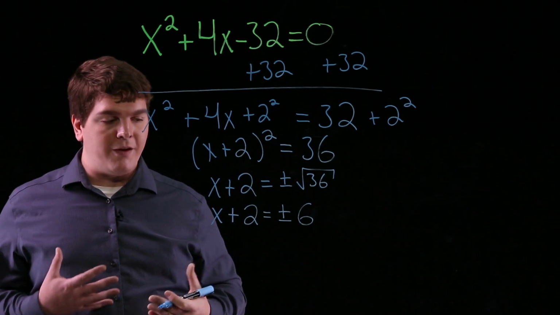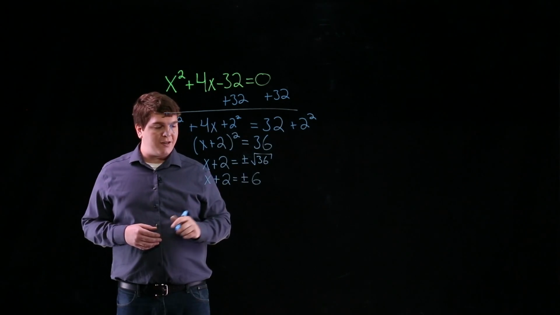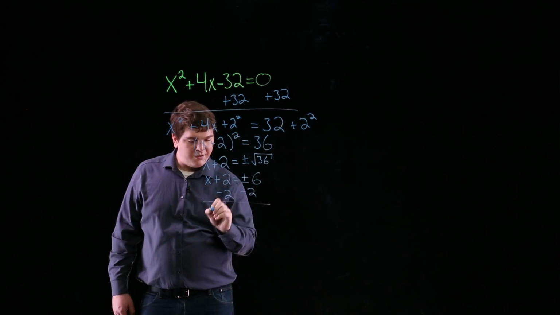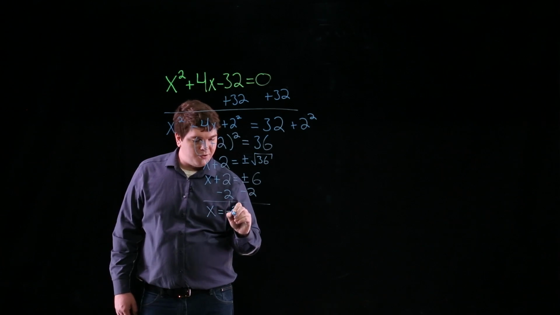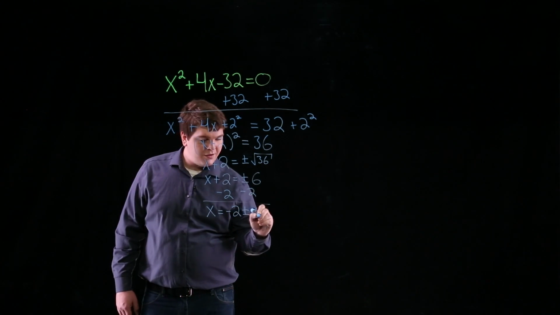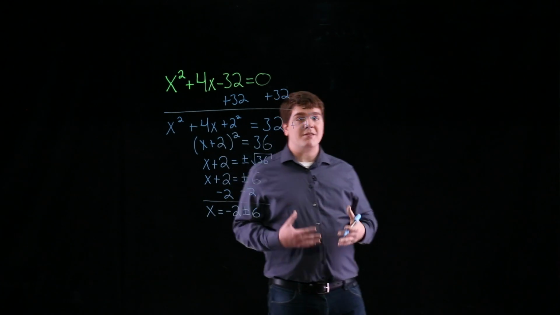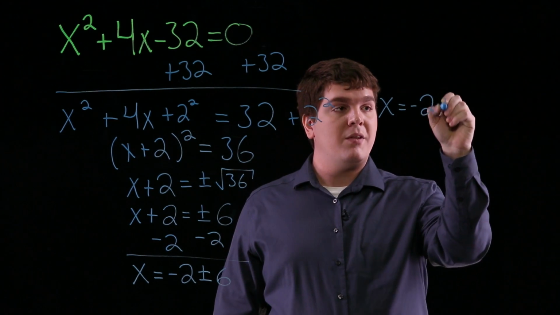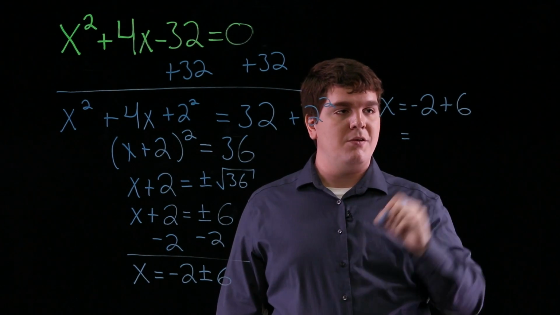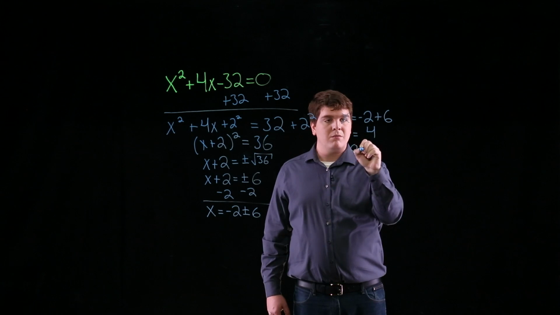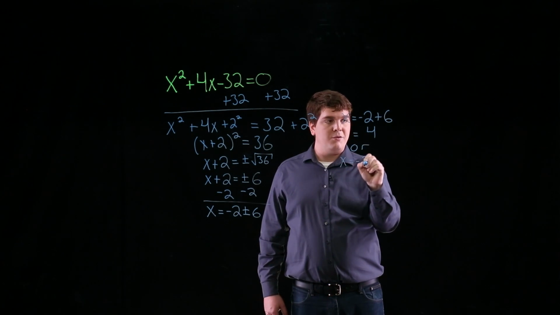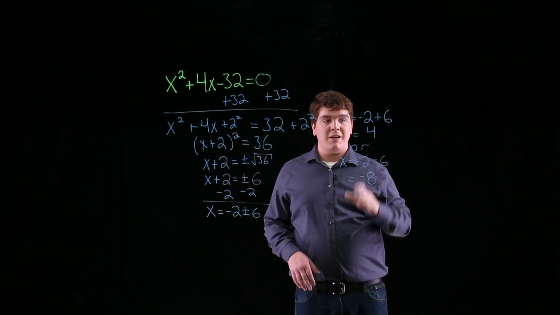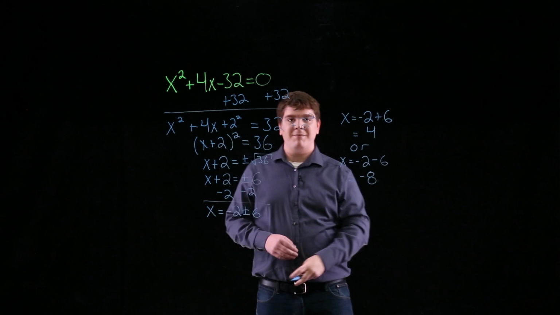So remember, our goal is to solve for x. So we'll try to isolate x by subtracting 2 from both sides of our equation, leaving us with x is equal to negative 2 plus or minus 6. Because this is pretty simple to evaluate, we have x is equal to negative 2 plus 6, which is equal to 4, or x is equal to negative 2 minus 6, which is negative 8. So our two possible x values are x equals 4 or x equals negative 8.